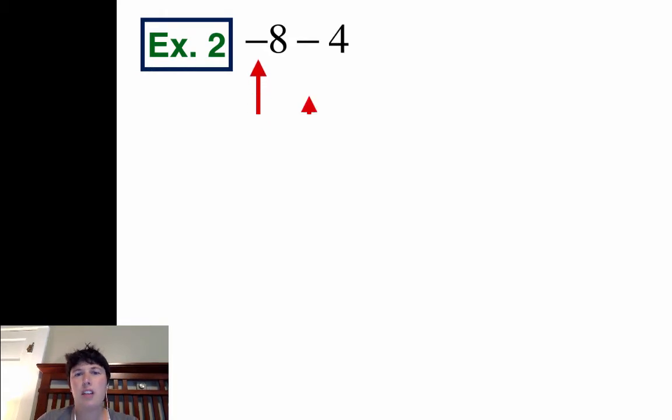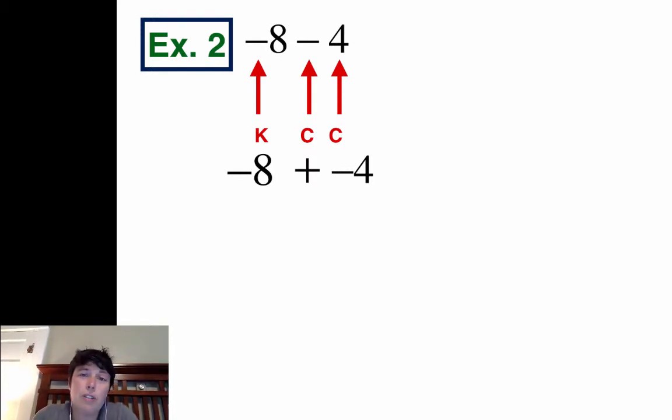Here, look at example 2 that we did earlier. Keep, change, change. We're going to keep the negative 8. So KCC, keep the negative 8. We're going to change the minus to a plus. And we're going to change 4 to a negative 4. KCC. Now you have negative 8 plus negative 4, and I already know my adding rules. Same signs, add and keep, different signs subtract. Same signs, these are the same signs. Negative 8, negative 4, same signs. So I'm going to add and keep.